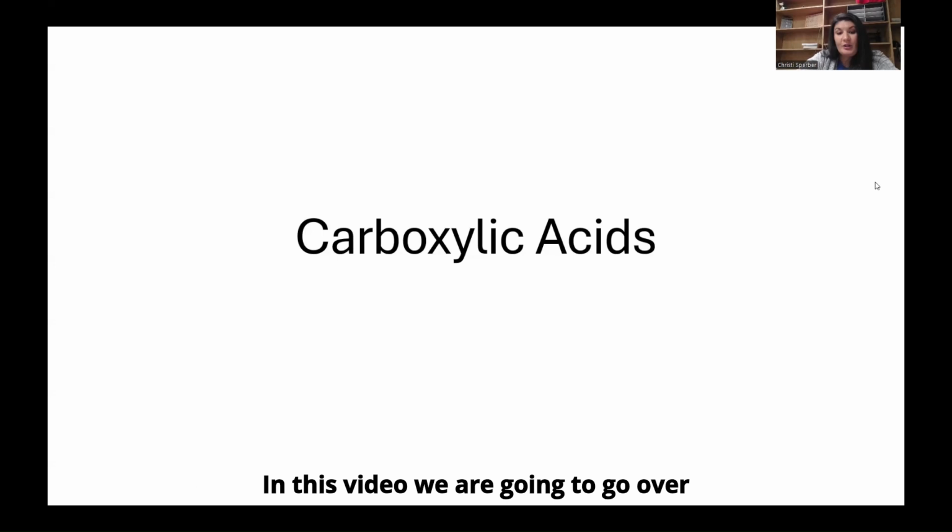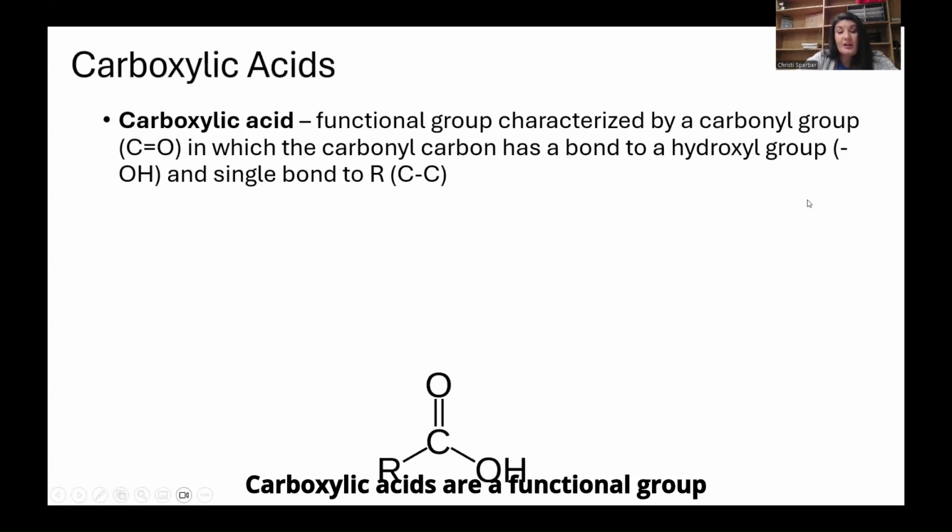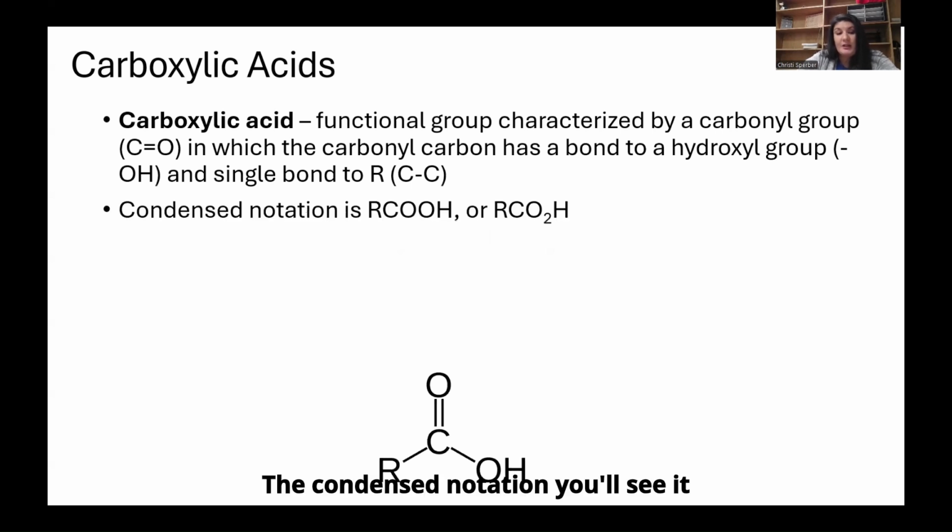In this video, we are going to go over carboxylic acids. Carboxylic acids are a functional group characterized by a carbonyl group, a carbon double bonded to an oxygen, in which the carbonyl carbon, or the carbon bonded to the oxygen, has a bond to a hydroxyl group, an OH group, and a single bond to an R group. The condensed notation, you'll see it as either RCOOH or RCO2H.